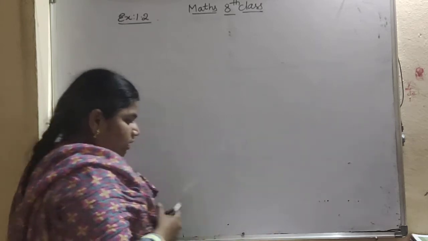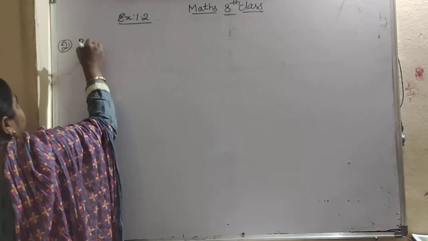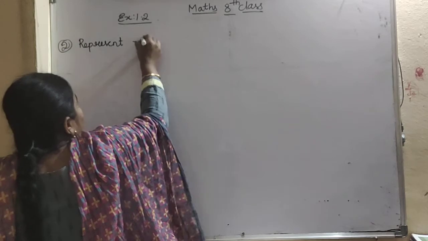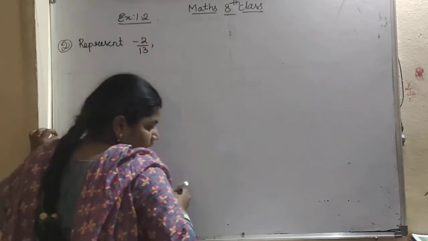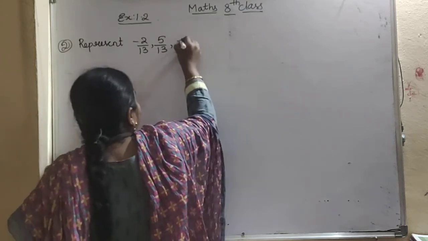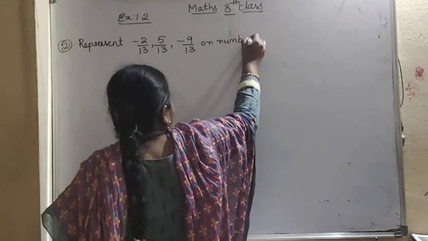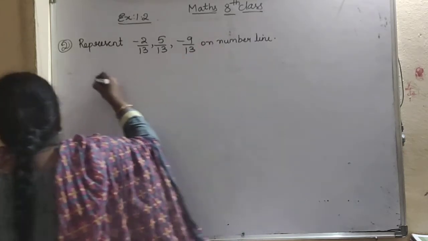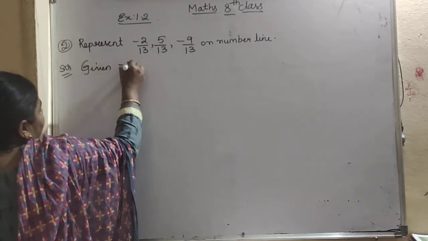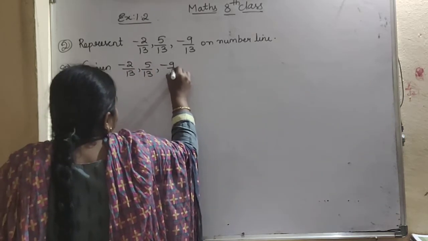So second bit, so what is next one? Represent, again same thing. Represent -2 by 13, comma, 5 by 13, comma, -9 by 13 on number line. So again we have to represent these numbers on a number line. So draw a number line now. So what are the given numbers here? Given numbers are -2 by 13, 5 by 13, -9 by 13.